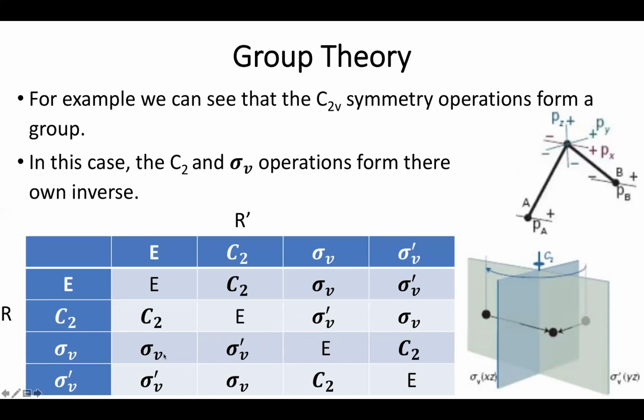Now, let's go a little bit more messy, and we can do a reflection across the sigma V prime axis, and then a reflection across the sigma V axis. And again, this gets me back to this C2 symmetry, or C2 operation. It's the same thing as doing a 180-degree rotation. And what you'll notice, if you try and apply any of these four operations to each other, you're always going to get one of these four operations back.